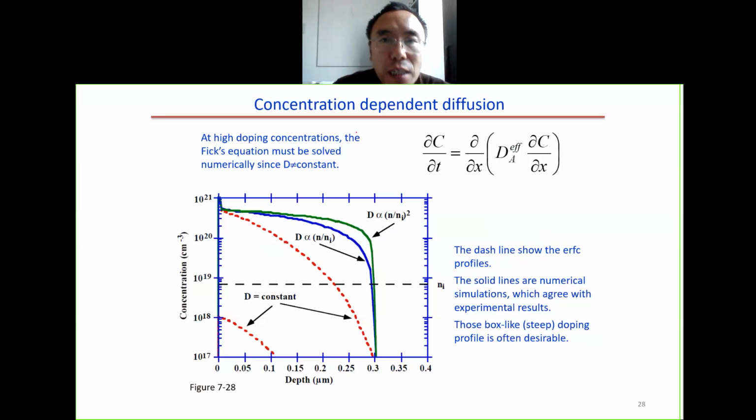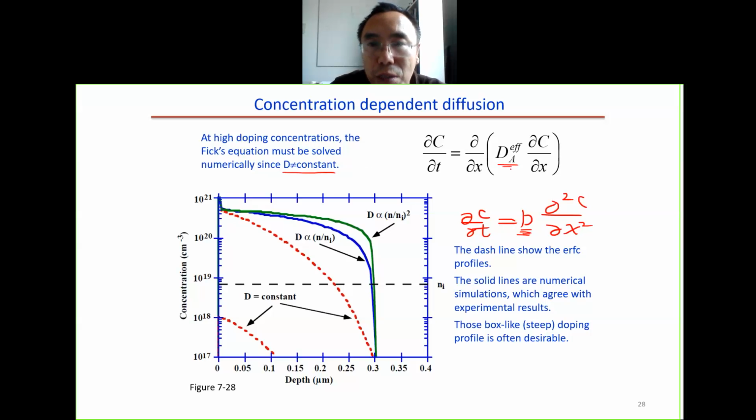The second effect is concentration-dependent diffusion. Previously, we have been solving this equation here, with D constant. When D is not constant, we need to leave the D inside. This is what we get, as you see here.